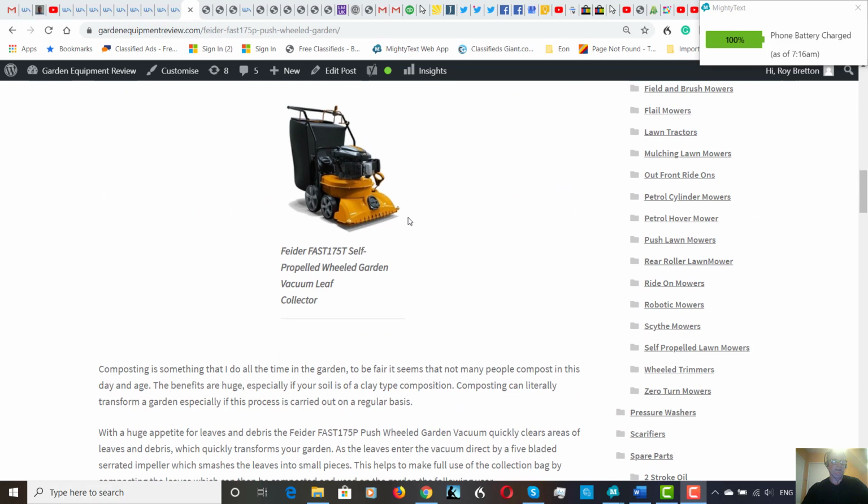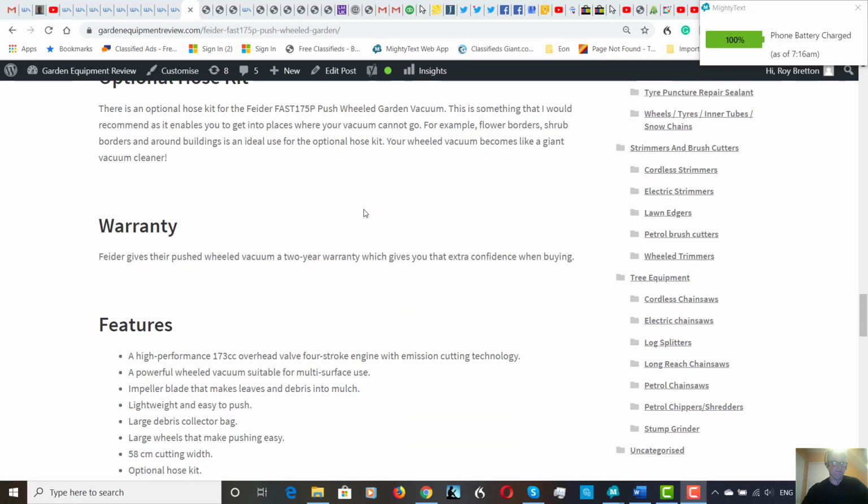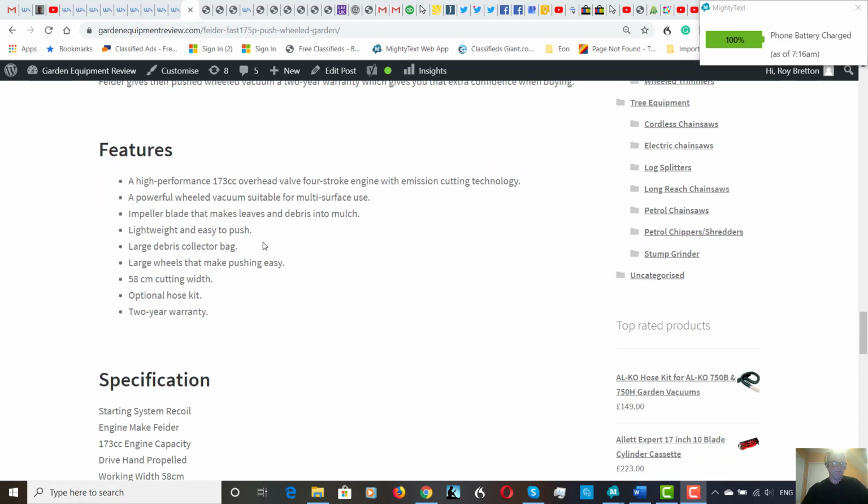This vacuum has a five-bladed impeller in here, which chops all your debris up and then it goes into the collection bag, which makes it much easier for composting. There is also an optional hose attachment, which I would recommend, because it becomes like a giant garden vacuum cleaner, so you can get around obstacles, around flower borders, around buildings, etc., where you can't get with the actual vacuum itself. They offer a 2-year warranty, which is good, as it gives you peace of mind and confidence when buying.